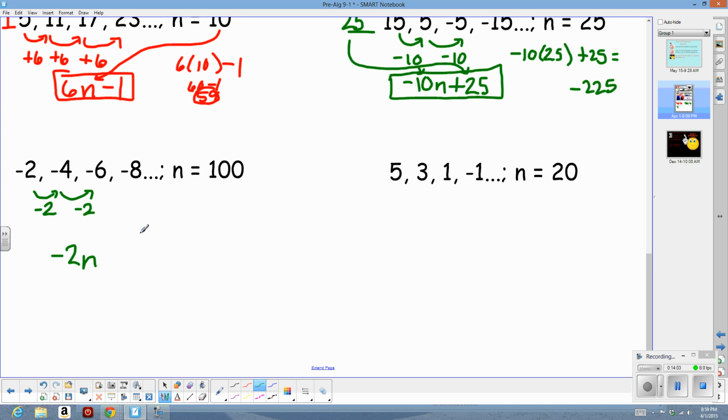And now to find the other piece of it, we have to see what else needs to be done to it. So we're going to go back to this term right here. Instead of subtracting 2, we're going to add 2. -2 plus 2 is 0. So this one is +0, but we don't really need to write +0. We can just leave it as -2n. So that is your expression. Now to find the 100th term, -2 times n, and n is 100. That's -200.